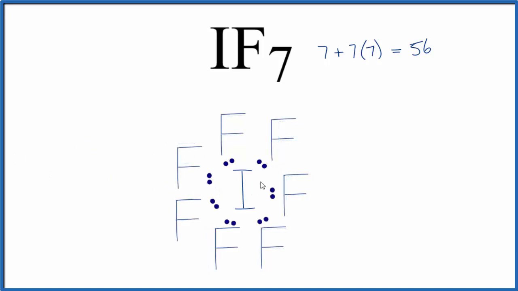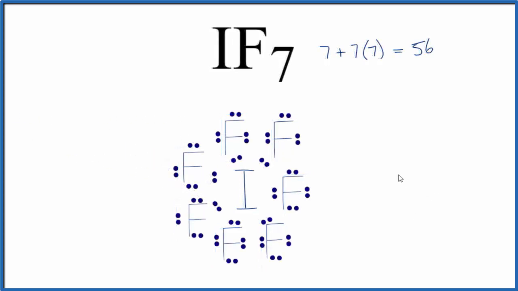You'll notice right away that iodine has more than 8 valence electrons around it, but that's okay. Iodine can have an expanded octet with more than 8 valence electrons. So next, we'll put electrons around each of the fluorines to complete its octet.